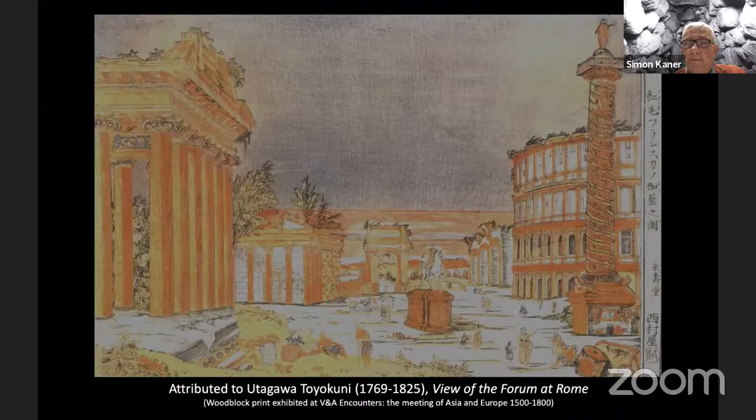On the other side, on the Japanese side, there is some awareness of European antiquities. And this is a rather intriguing woodblock print attributed to Utagawa Toyokuni, one of the very famous woodblock print artists of the earlier 19th century, the view of the Forum at Rome. And it's quite possible this is part of a portfolio of drawings which drew on maybe an original portfolio that would have been introduced to Japan through Dejima, through that Dutch trading station in Dejima. So again, an awareness that there were antiquities and they were of interest.